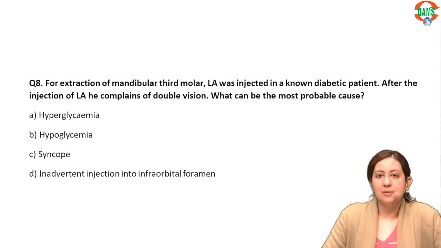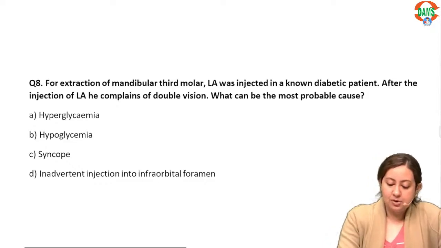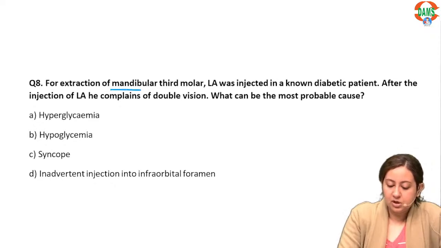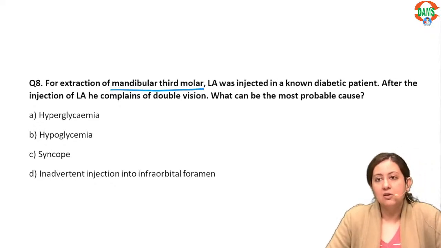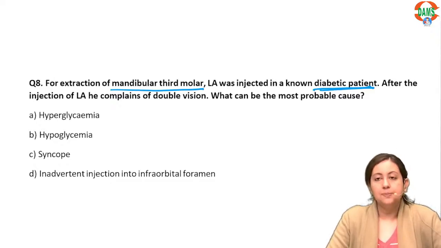Coming to question number 8, it says: for extraction of mandibular third molar, LA was injected in a known diabetic patient. After injection of LA, he complains of double vision. What is the most probable cause?